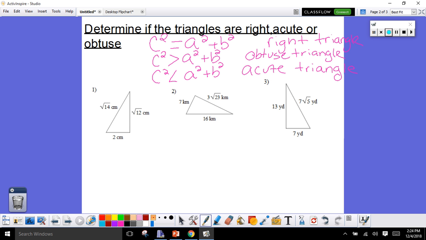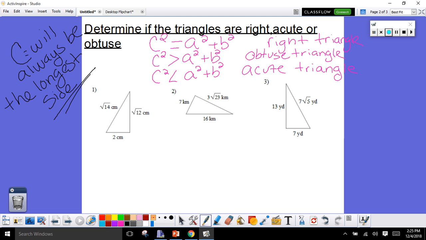So now that we have our rules, we're going to check. The trick for this one is there is no 90-degree angle, so I don't know which one's the A, which one's the B, or which one's the C. We also went over in our notes that the C will always be the longest side. Always, always, always.